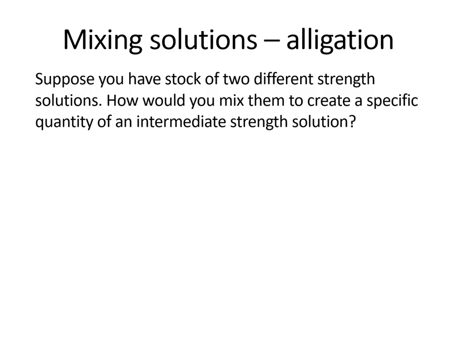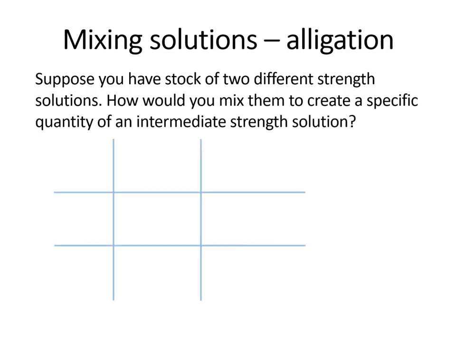In the second part of this video, we'll look at how to calculate the quantities of two different strength solutions required to mix to create a specific volume of a specific strength solution. To do this, we'll be using a very useful illustrative technique called alligation. Alligation uses a grid like that of noughts and crosses, or tic-tac-toe, 3 rows and 3 columns. We can then start to populate the grid with our values.